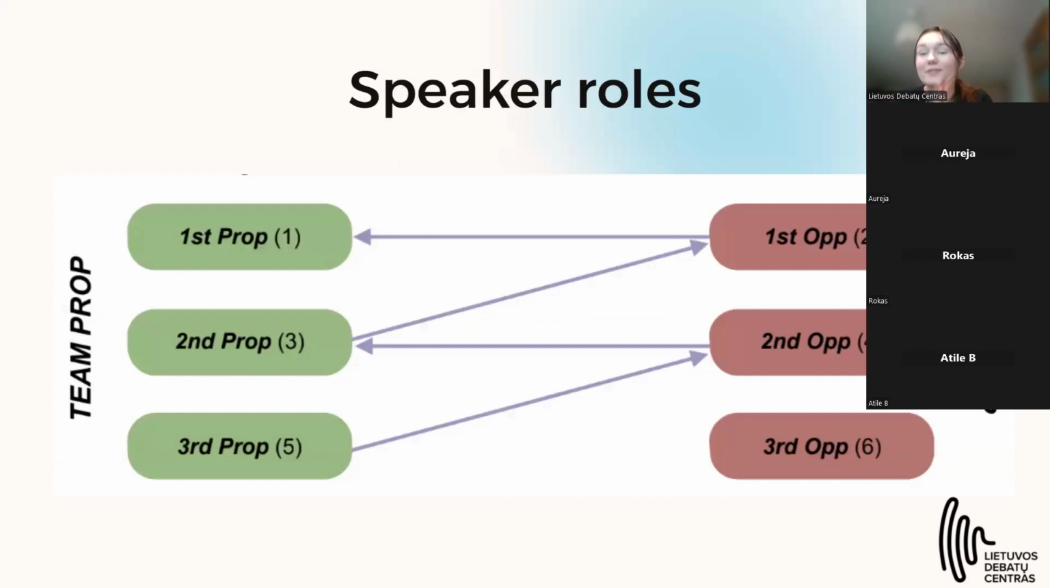Okay, so now into the real stuff. We're going to be talking about speaker roles and essentially what each debater is going to do in a debate, right? So we have team proposition, we have team opposition, and as you can see in the simple diagram, the first proposition starts the debate, and then comes the first opposition that essentially refutes what the first prop said. Then we have a second proposition which refutes what the first opposition said, and so on. And the debate is finished by the third opposition speaker.